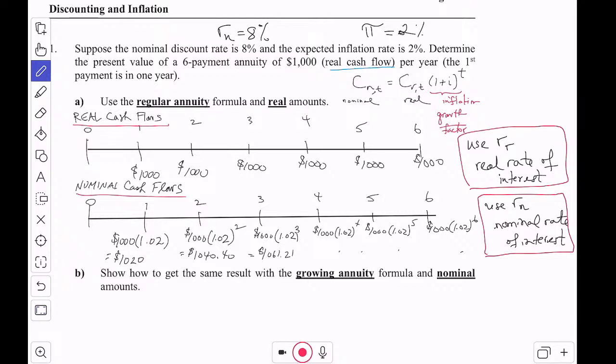Sorry, this is the problem with live stream. So nominal rate is equal to the real rate plus inflation.